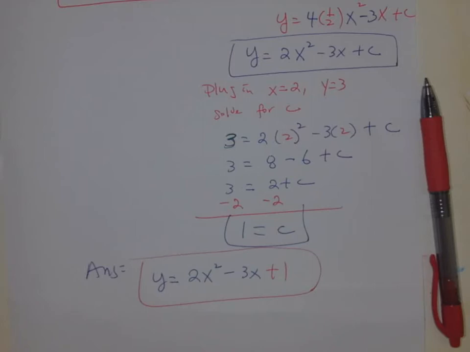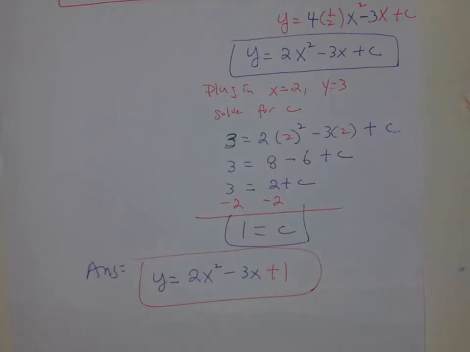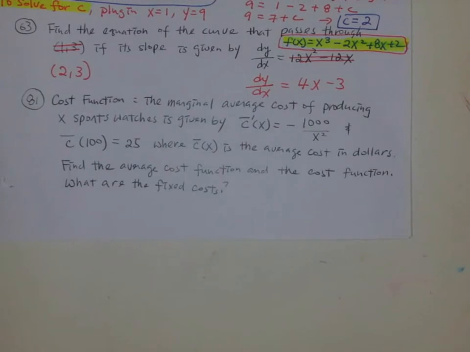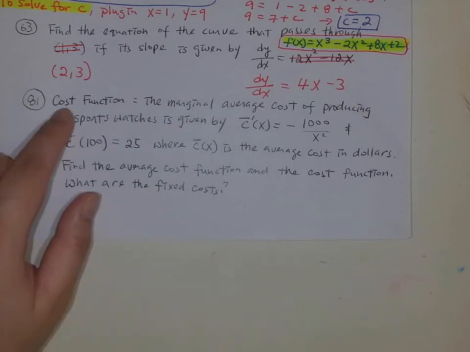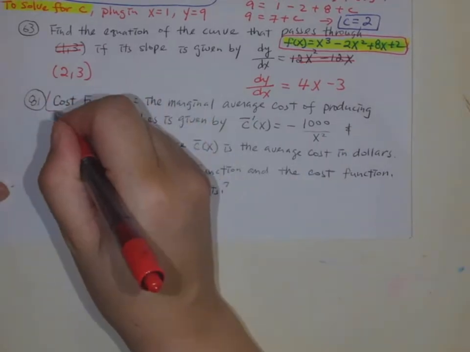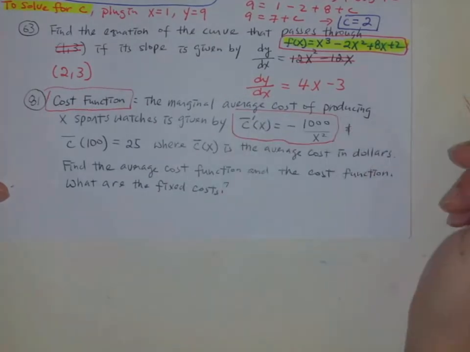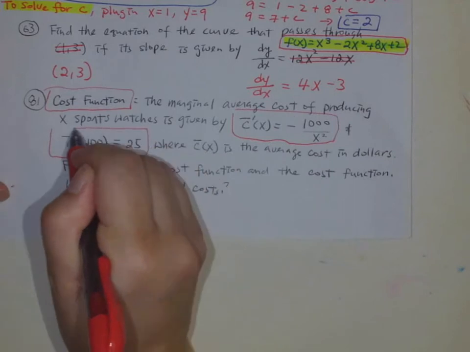The last question is about cost function. So if you need to pause the video and write down, feel free to do it. Very last question. Number 81 says cost functions. The marginal average cost function for producing x sport watches is given by this. So they want the cost function, but they give you the derivative of the average cost. So we have to be careful with that.